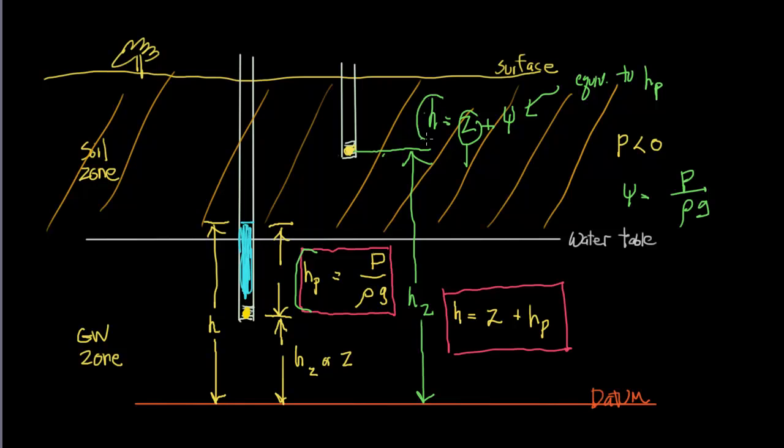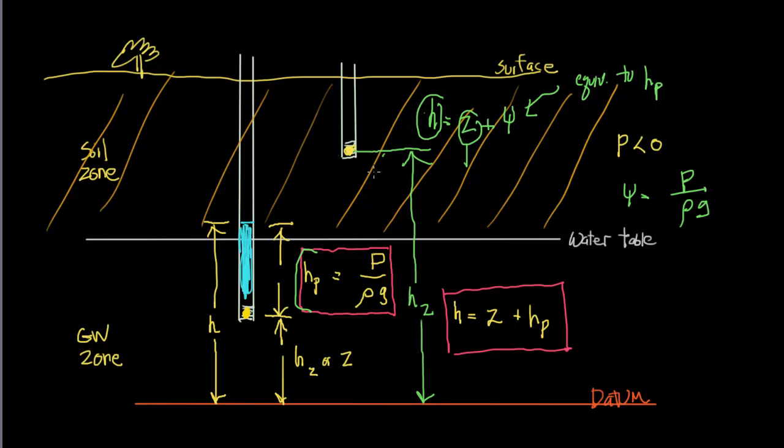The only difference between the equations below the water table and above the water table is what name we call the pressure head. Below the water table, we call it the pressure head. It's an easily seen and measured variable. It's the elevation of the water. It's the height of the column of water in the piezometer.